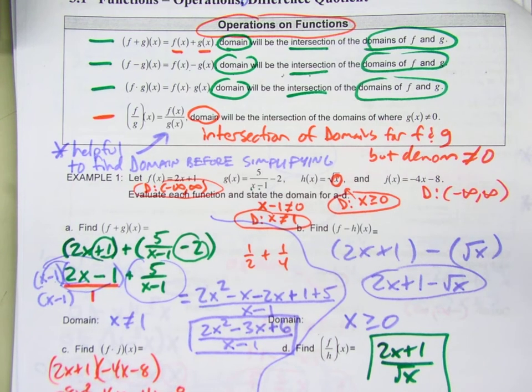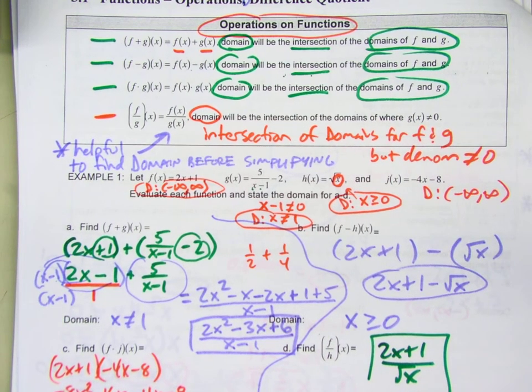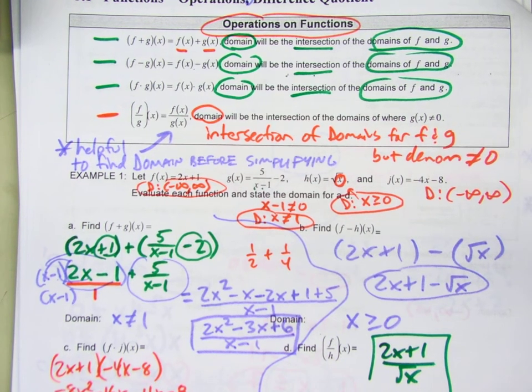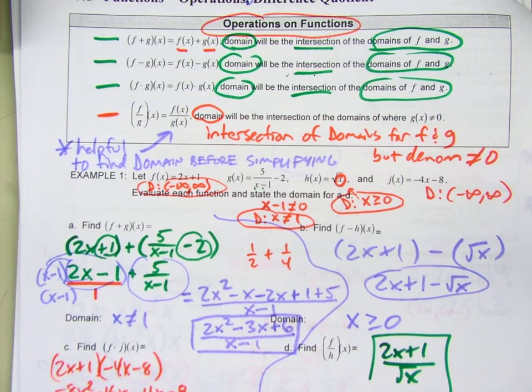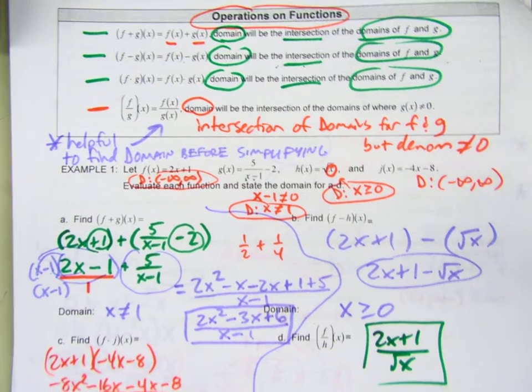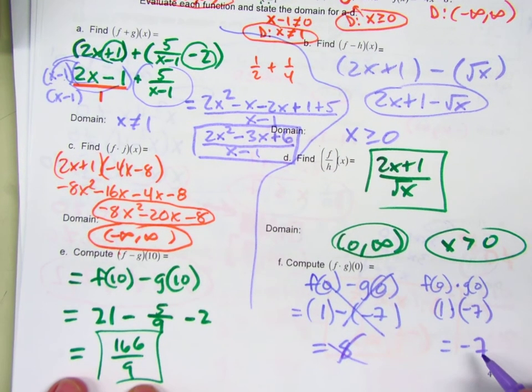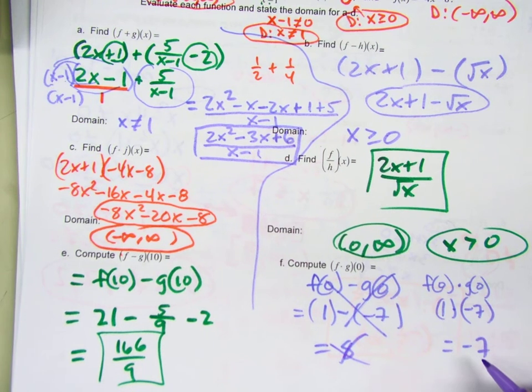It is multiplying. I thought it was subtraction. Thanks for catching that. So you should be getting negative 7. Okay? Any questions on that?